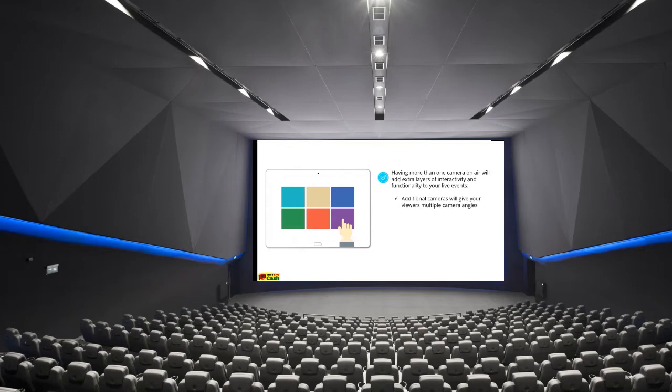Additional cameras will give your viewers multiple camera angles, so if you want to make transitions or movements in the same space where you're broadcasting from, you will not need to also move a main camera with you. You will be able to host TV-like shows with guests. You will be able to broadcast from different places at the same time.